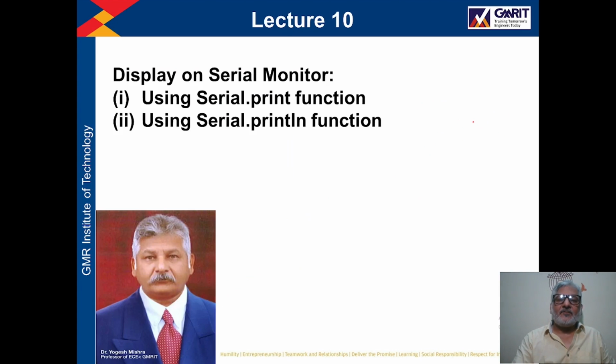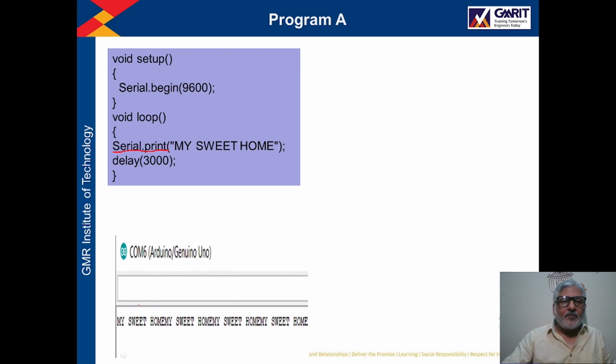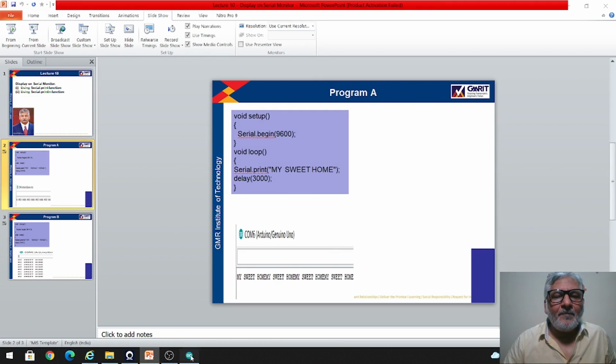whereas here I have used Serial.print. In this, the cursor will not move to the new line. So after printing my sweet home up to this, the cursor will be here only. That's why next time the message is displayed at the same place.